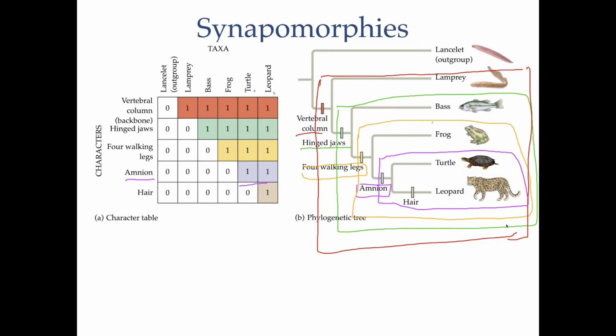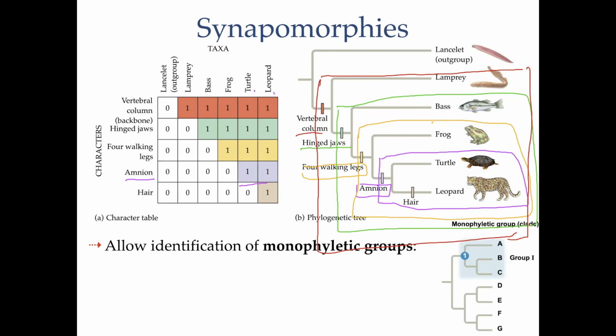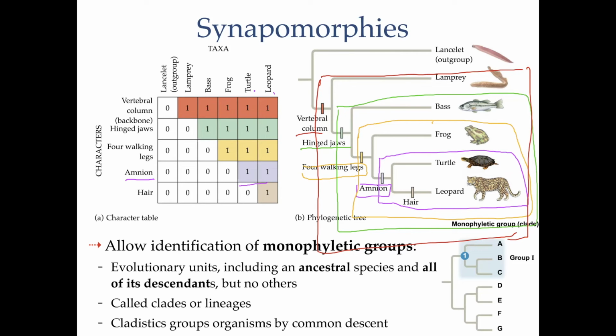Now, the organisms that are grouped by synapomorphies are what we call a monophyletic group. What is a monophyletic group? A monophyletic group is a group of organisms that inherited that trait from a common ancestor. In other words, they share a synapomorphy. So this most recent common ancestor between turtle and leopard did have the amnion. And so turtle and leopard inherited the amnion from this common ancestor. So that's a synapomorphy, and turtle and leopard would be a monophyletic group.